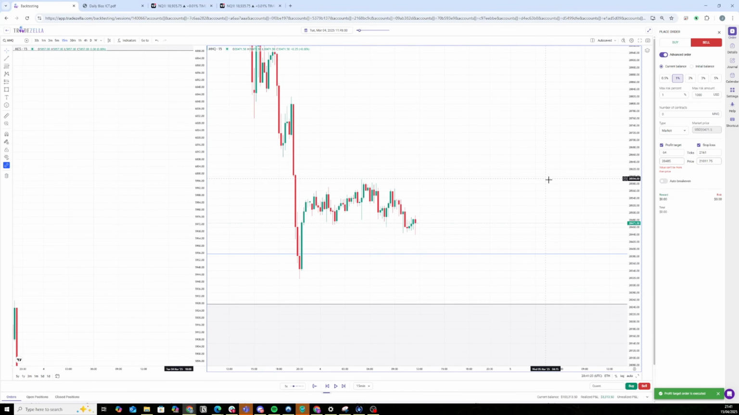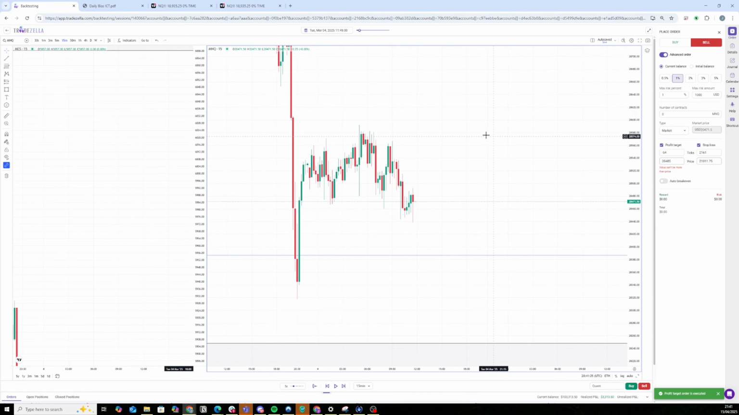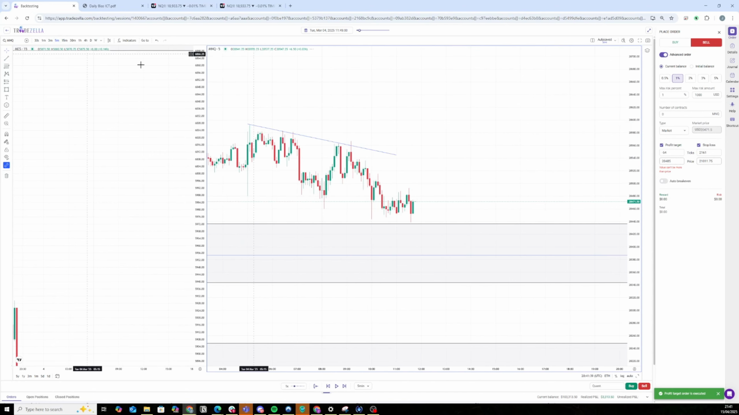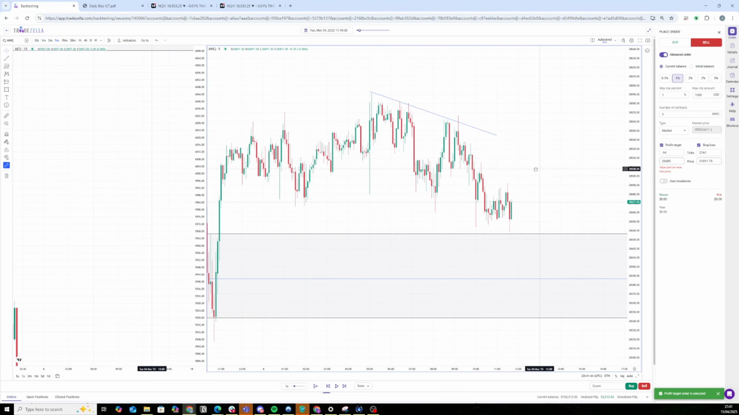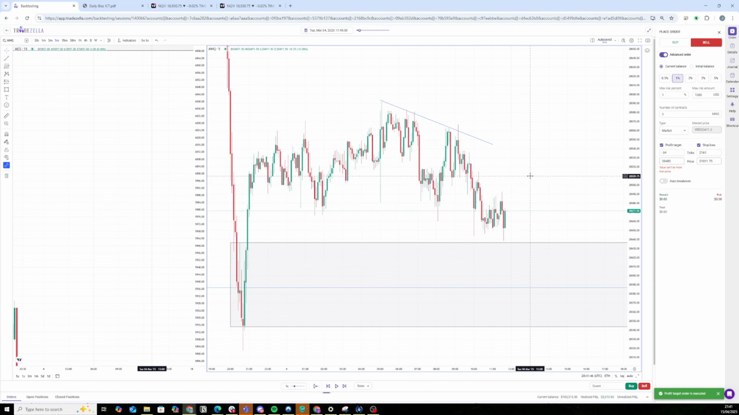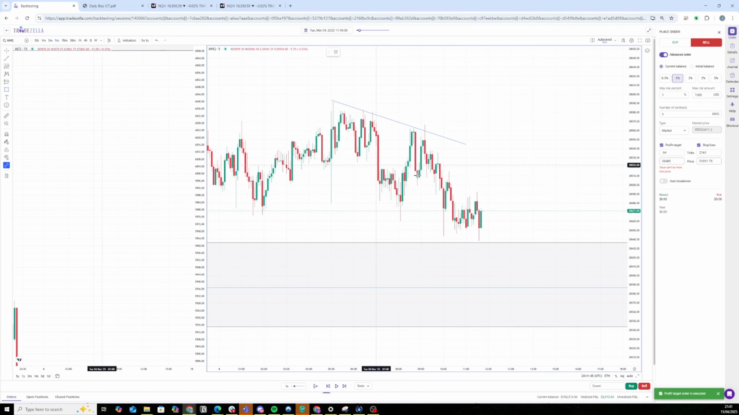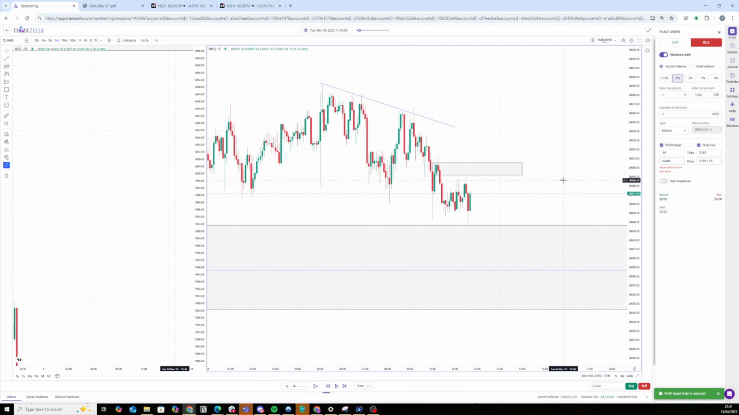If I look on the 15-minute time frame as well, there is a possible buy setup here. We've got this order block. We've got this liquidity. So it's not perfect here. Just scaling in further. On the 5-minute, we do have this order block. Again, it's not super clean though.